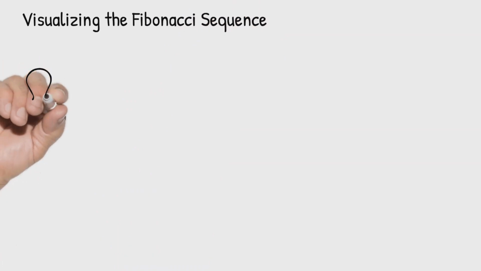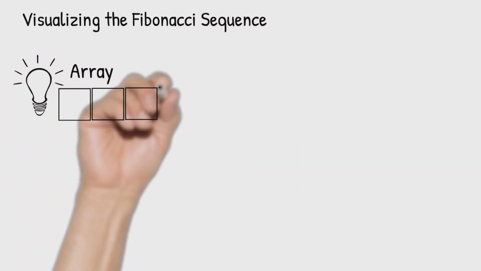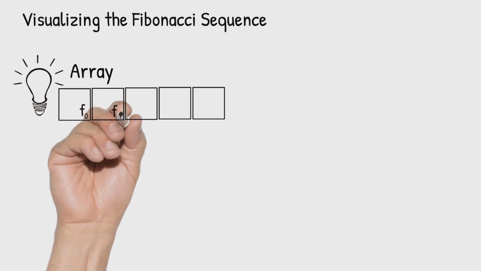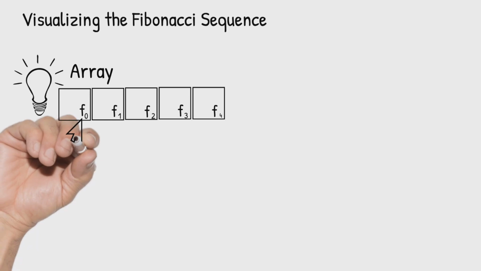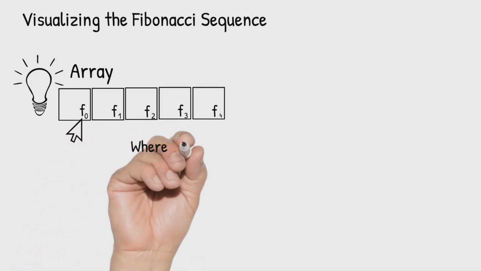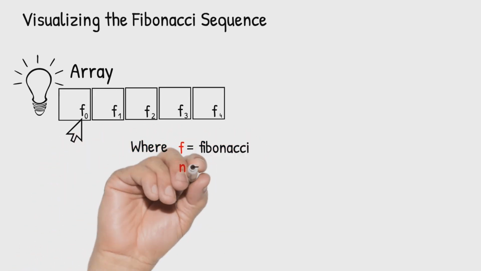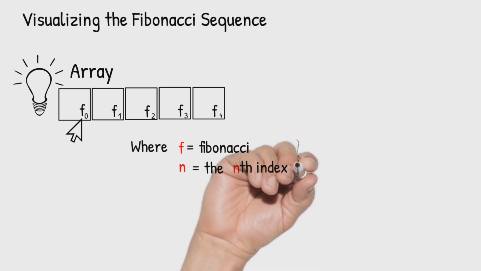From a programming perspective, we can think of the Fibonacci sequence as a series of numbers represented by an array. Each index of the array we will prefix with an F for Fibonacci. For example, index 0 of the array we will refer to as F0. So this means that we can refer to the nth index of the Fibonacci sequence as Fn, where F represents Fibonacci and n represents the nth index of our Fibonacci array, resulting in something that looks like this.